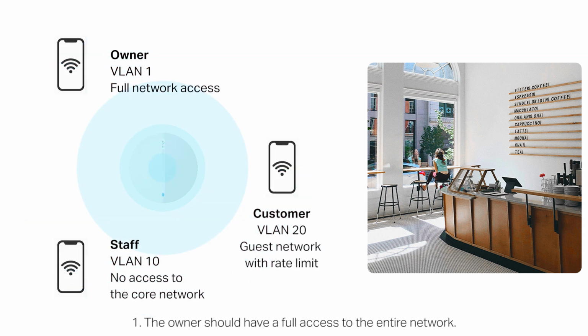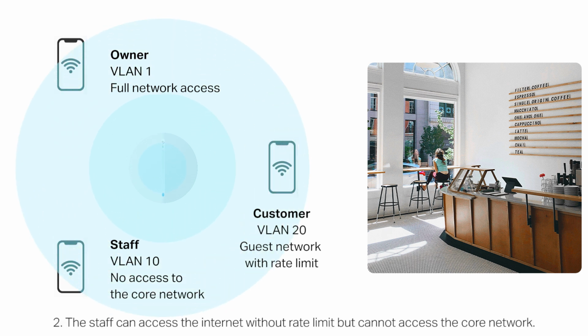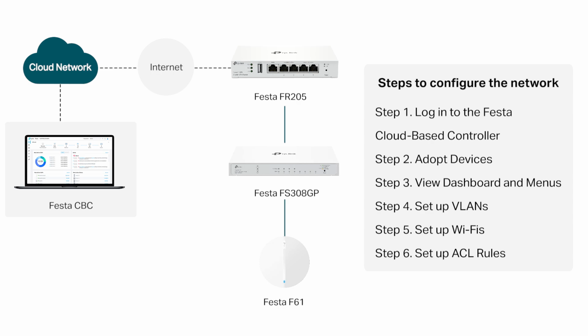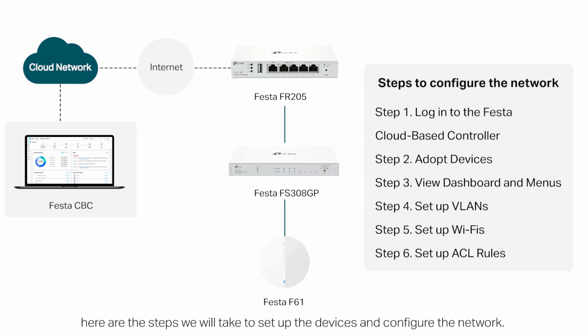1. The owner should have full access to the entire network. 2. The staff can access the internet without rate limit, but cannot access the core network. 3. Customers can access the internet with rate limit and cannot reach the core network or any private IP subnet. To meet these requirements, here are the steps we will take to set up the devices and configure the network.